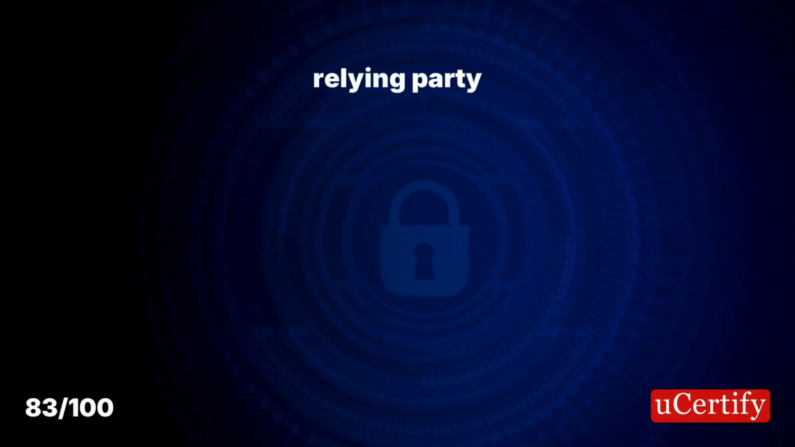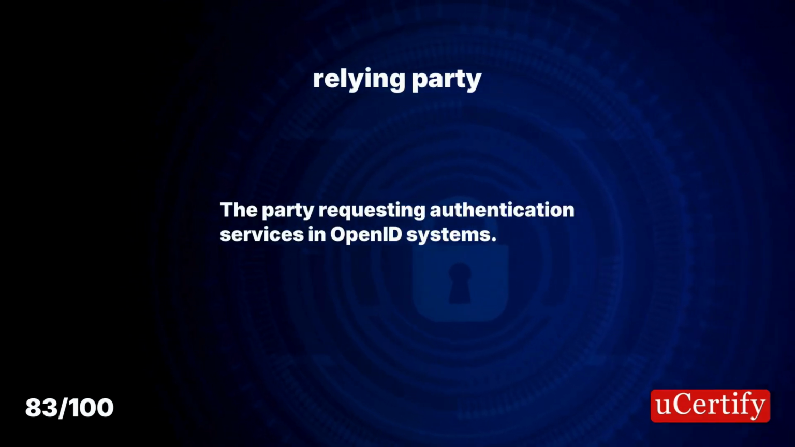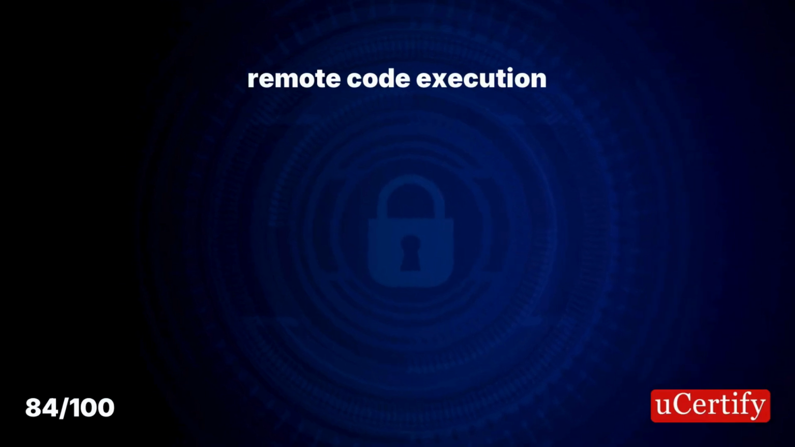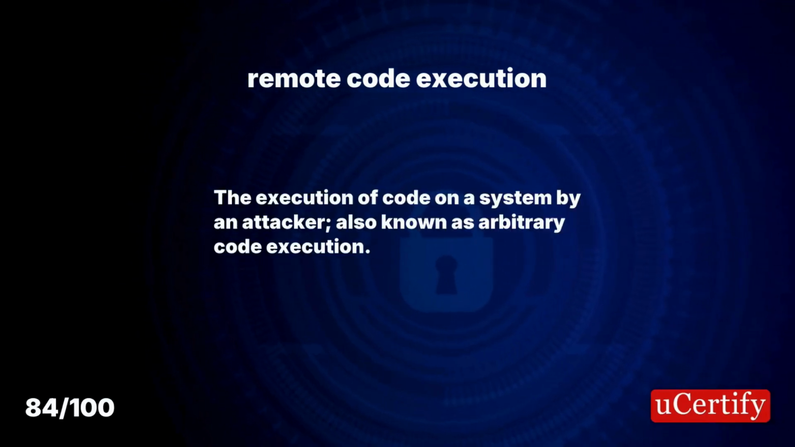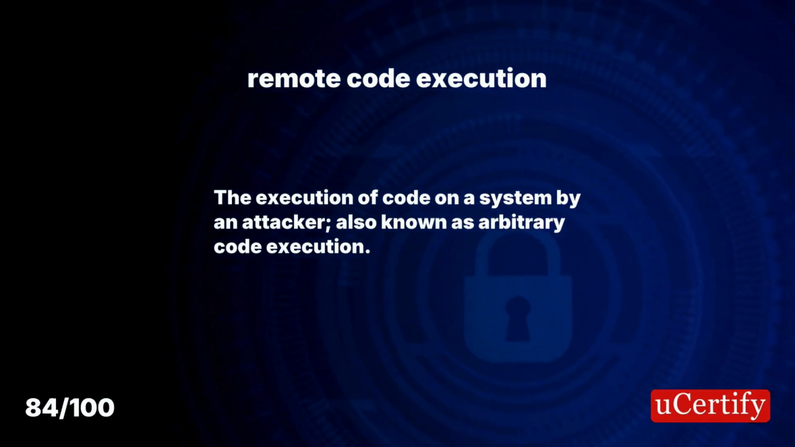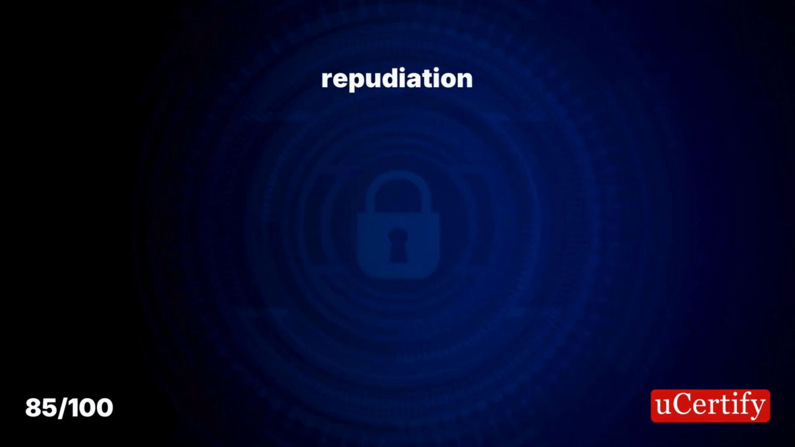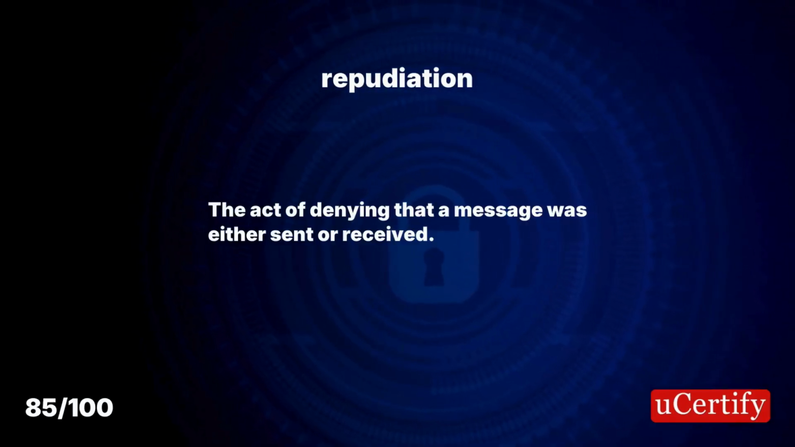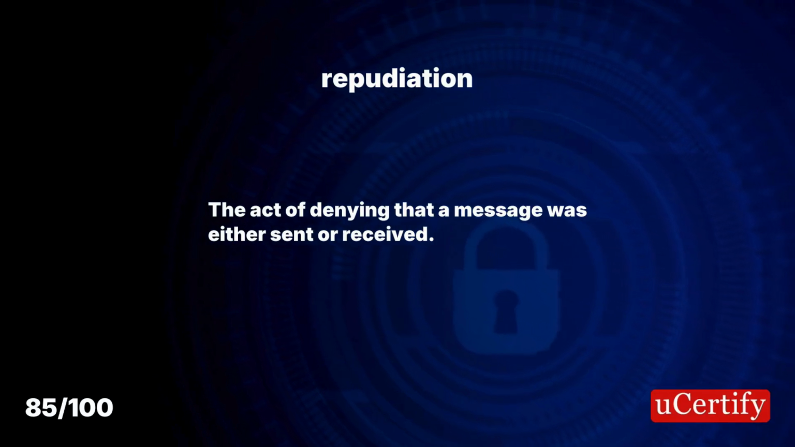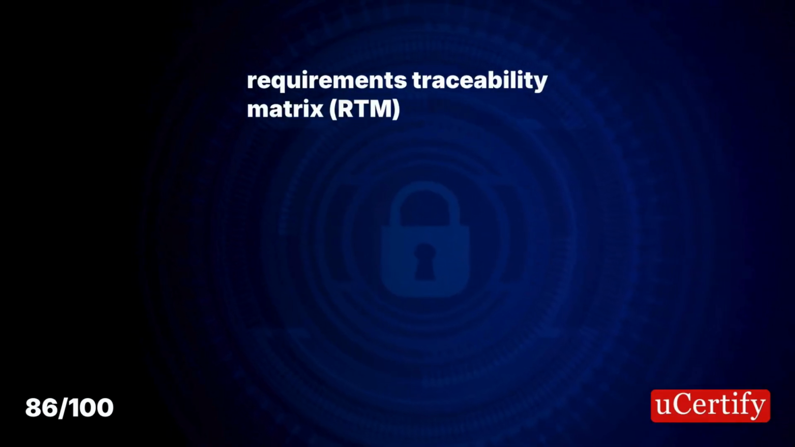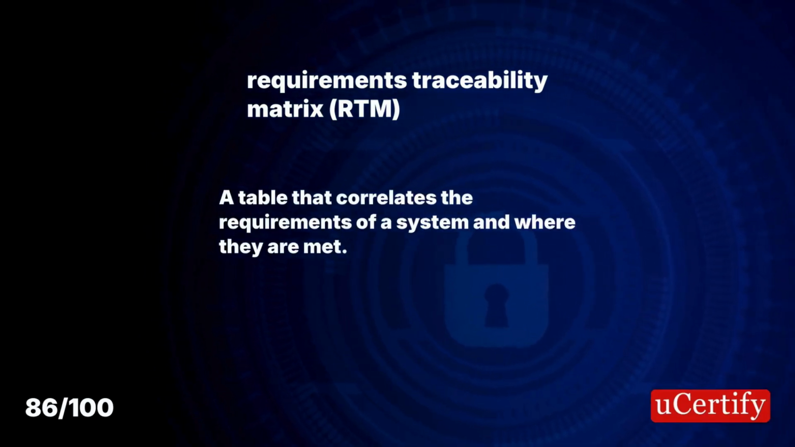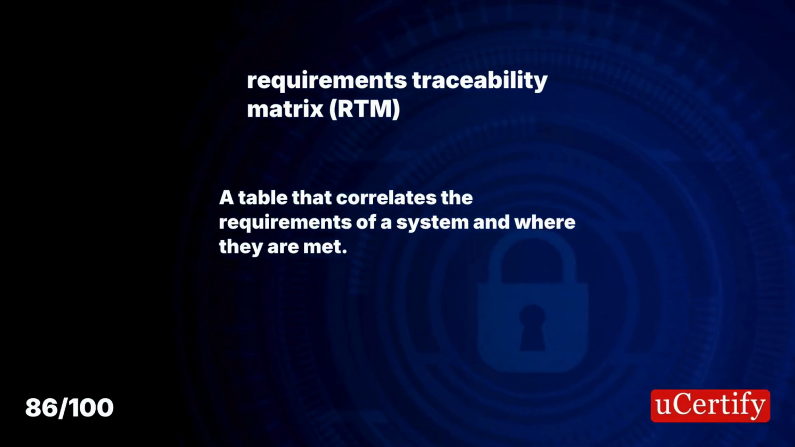Term: relying party. Definition: the party requesting authentication services in OpenID systems. Term: remote code execution. Definition: the execution of code on a system by an attacker, also known as arbitrary code execution. Term: repudiation. Definition: the act of denying that a message was either sent or received. Term: requirements traceability matrix, RTM. Definition: a table that correlates the requirements of a system and where they are met.